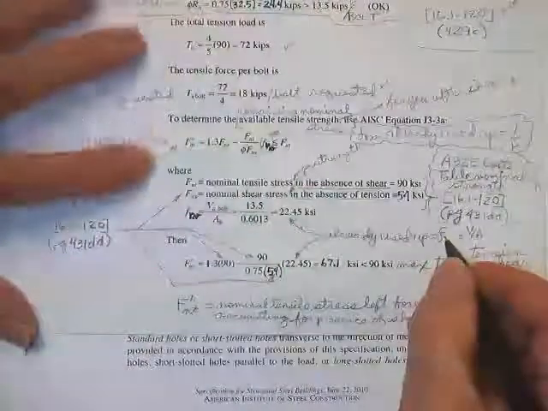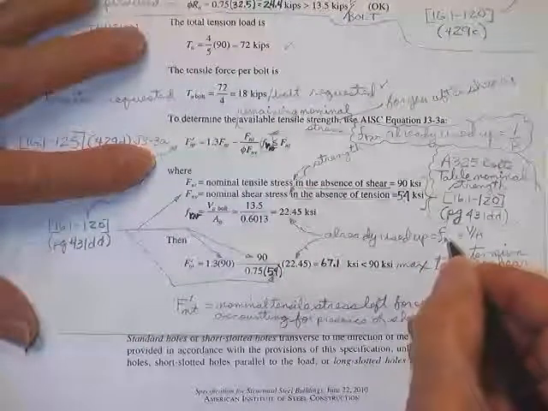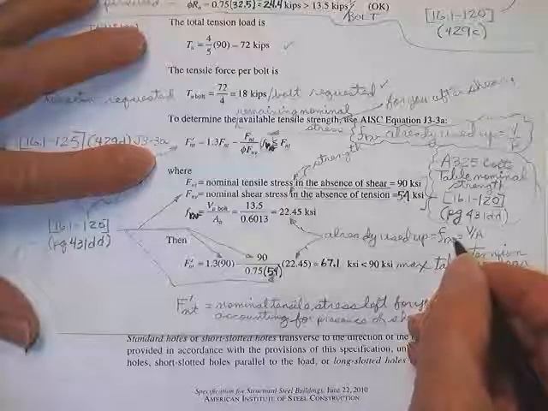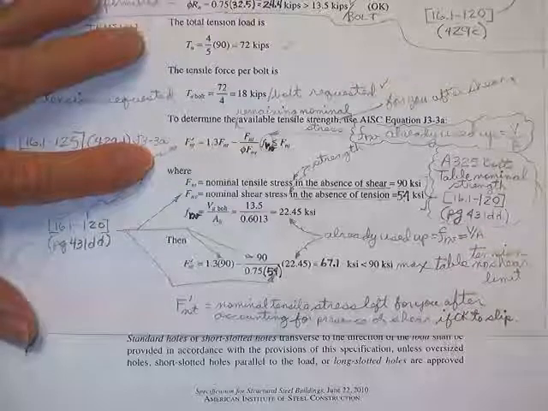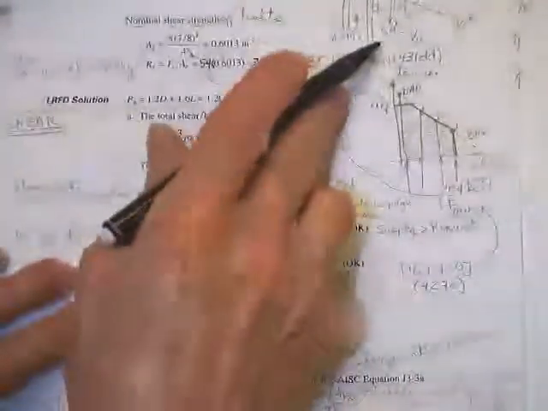F sub R B, the symbology changed since last time, and it's just flat old load over area. Your load, your V sub U over the area. Then we can solve for how much tension is left for you.